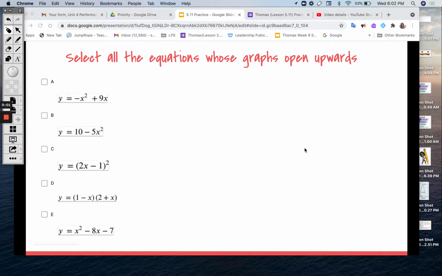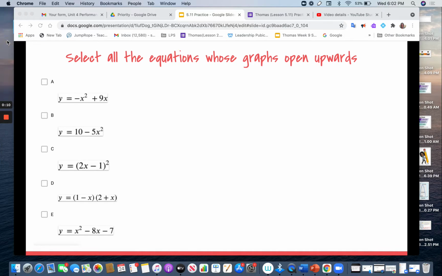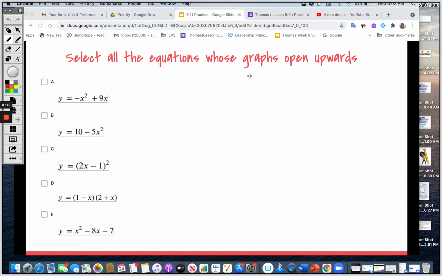Okay, so this question says select all the equations whose graph open upwards. And the A value in the standard form is what gives us that information. So remember, the standard form of the equation is ax squared plus bx plus c. So in each of these, we want to examine what's going on with our A value. So let's look at each of these equations.